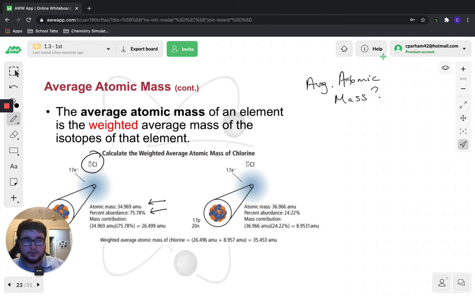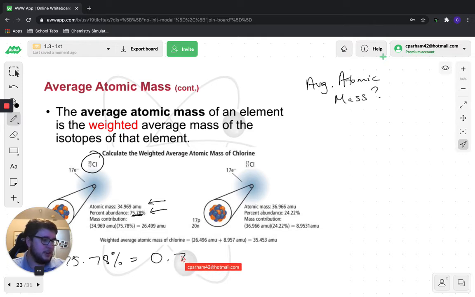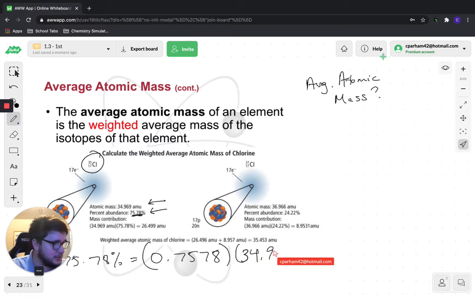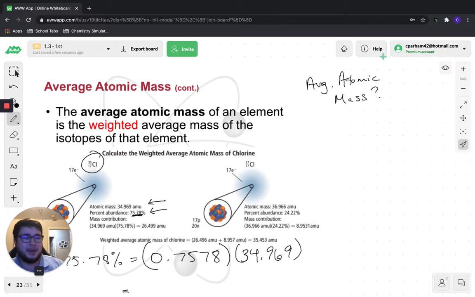So all I do is multiply those 2 numbers together, but first I have to convert the percent to a decimal. Remember, I divide by 100 to get it back to a decimal. Then I multiply that number by the atomic mass of that isotope, 34.968. Once I multiply those two numbers together, I get, for that isotope, how much of a contribution it makes to the average atomic mass. And when I multiply this together, I get 26.499.